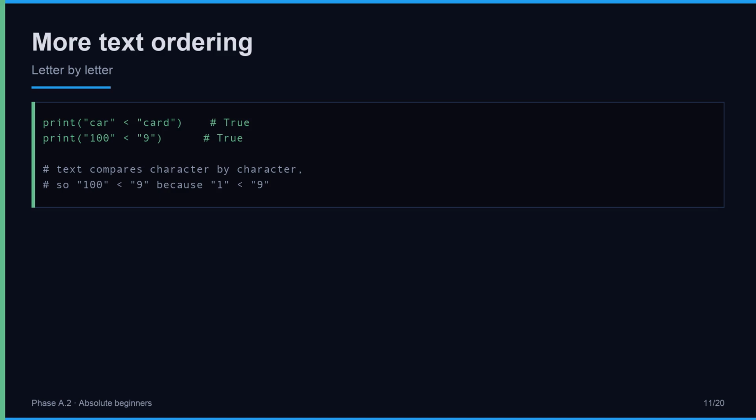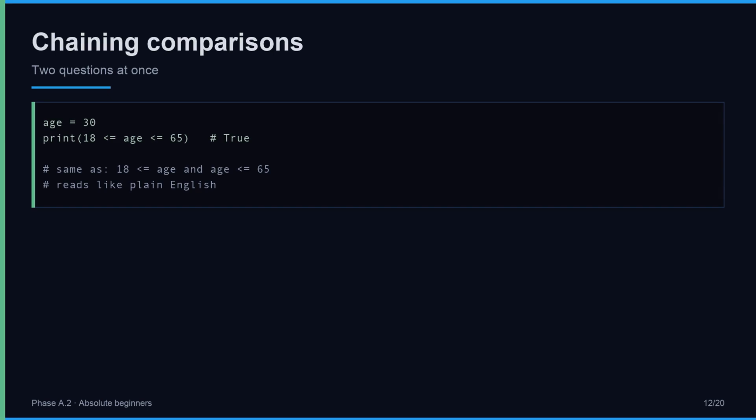Here is a subtle one. The text "100" < the text "9" is true, even though the number 100 is larger. That is because text compares character by character, and the character 1 ranks before the character 9. When digits arrive as text, they sort as letters, not as numbers. This is why you must convert digit text to integers before sorting them numerically. Letter by letter.